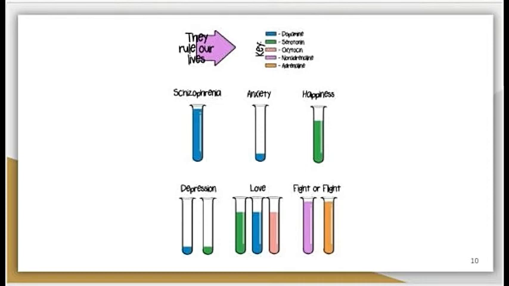Adrenaline is less often released, and that is more at specific times when there is a specific threat where we need to take action. So we're going to look at some conditions and some states and how they are directly affected by these specific neurotransmitters.